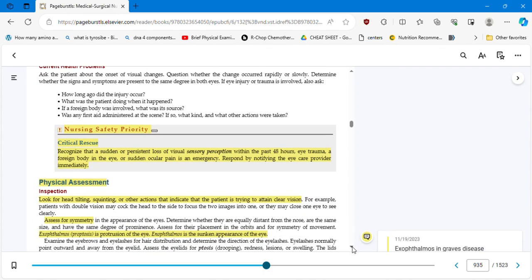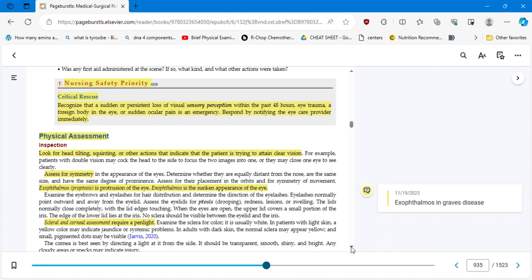Let's move to the nursing safety priority. Critical rescue. Recognize that a sudden or persistent loss of visual sensory perception within the past 48 hours, eye trauma or foreign body in the eye, or sudden ocular pain is an emergency. Respond by notifying the eye care provider immediately. As I told you before, if it's related to the eye and you don't have a better condition within 2 hours, you need to schedule an appointment as soon as possible if you don't have any eye clinic close to your house.